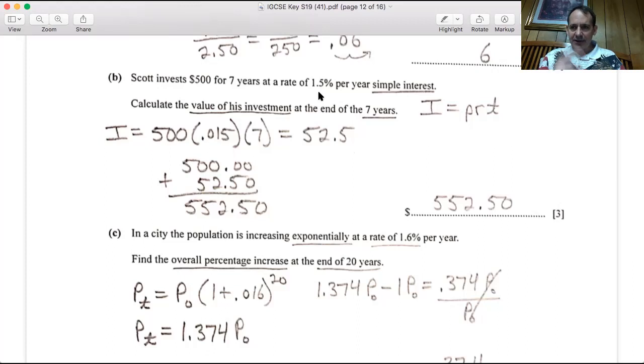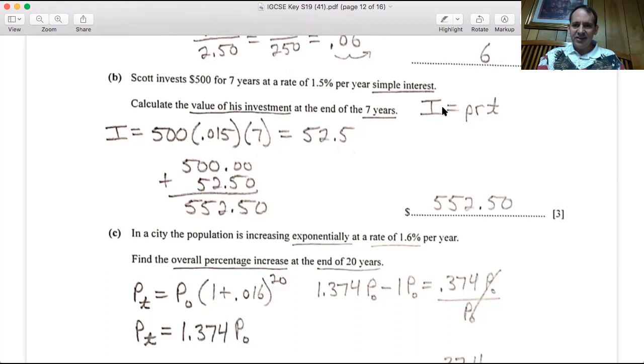I don't like to do that for 2 reasons. One, I don't like a fraction in my formula. And second of all, I don't like to have a decimal in my fraction. So I prefer to just move the decimal over twice and make it 0.015, and then 7 years. Multiply it out, you get 52.5.